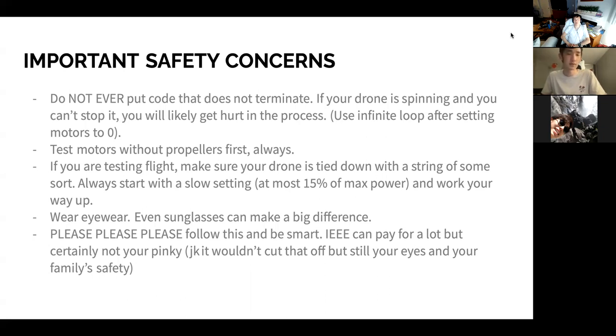Wear eyewear. If you have safety goggles, great, or glasses, great, but even sunglasses can make a big difference. You never know. Please follow this. We definitely do not want anything happening this year, and that's by far the most important thing to us. So this is the most important slide. A lot of your members are also not here, so if you know other people are going to start working on it, make sure to spread the word and remind each other, because this is more important than anything.